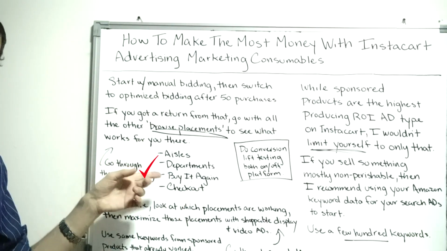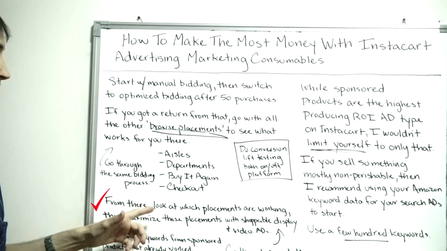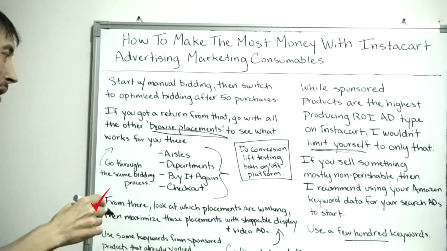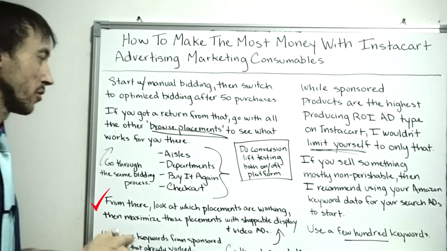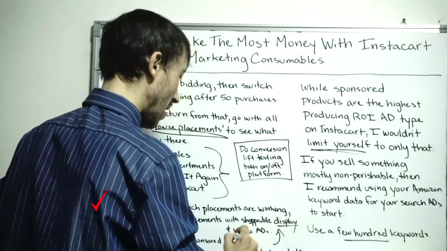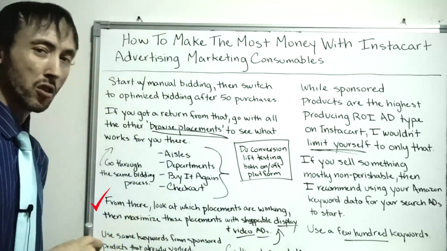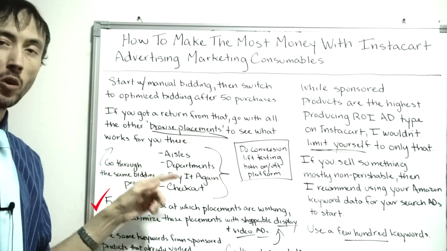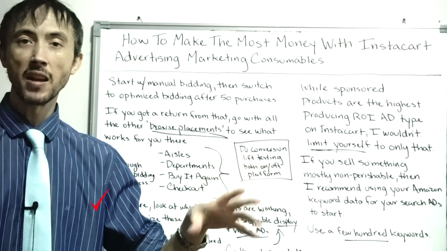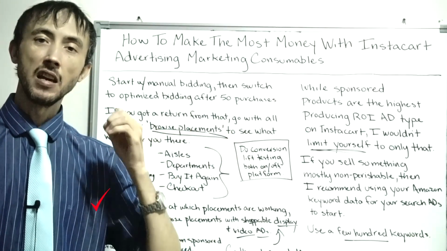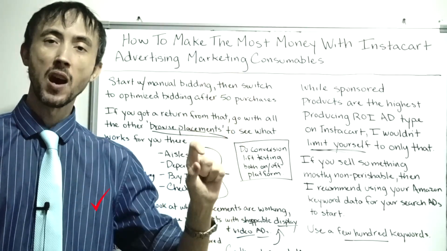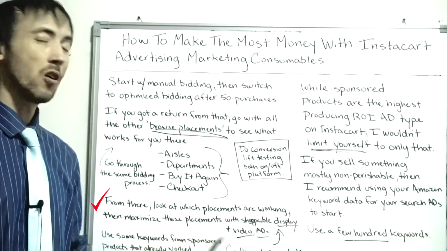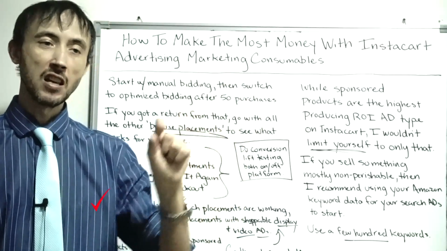Once you've gotten all the browse placements and sucked out all the value you can from that, you're going to look at which placements are working and then maximize those placements with shoppable display and shoppable video ads. These are basically a way to double dip in the placements that already work, so that you don't just have a product ad there. Now you have a little bit of a banner ad, if you will, with products underneath it. You can do a banner ad with products underneath it, which is the shoppable display, or a video ad with products underneath it, which is what shoppable video ads are.